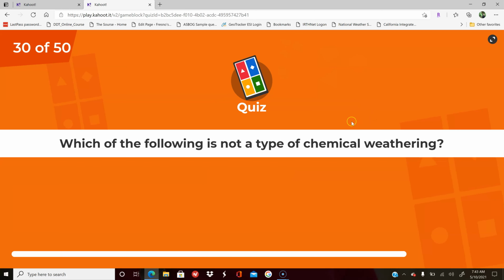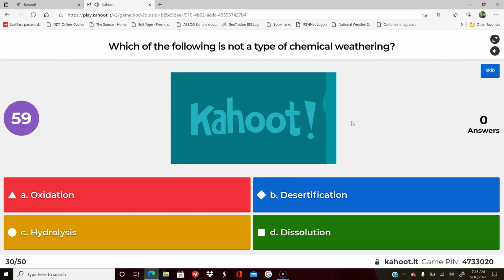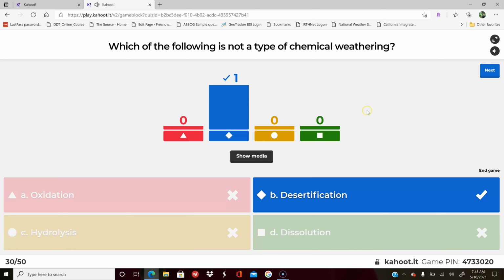Which of the following is not a type of chemical weathering? Oxidation, desertification, hydrolysis, or dissolution. So it will be the one that I made up: desertification. Dissolution, oxidation, and hydrolysis are all types of chemical weathering.